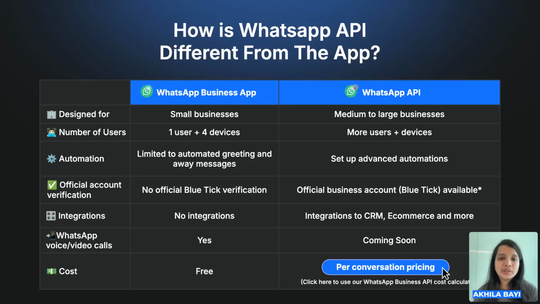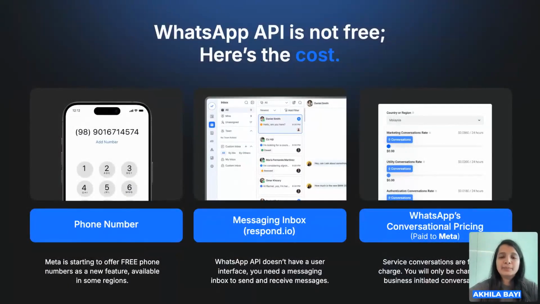And please do remember, the main important thing is that WhatsApp API is not free of cost, and there is a pricing on it, which we are going to dive deep into in further slides. Firstly, like I told you, WhatsApp API is not free, there is a cost for it. Now let's see how WhatsApp API works, and then we are going to talk about the pricing for it.